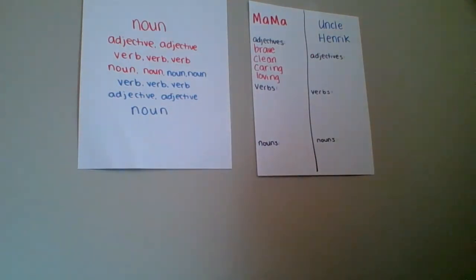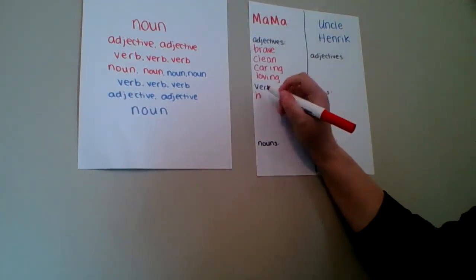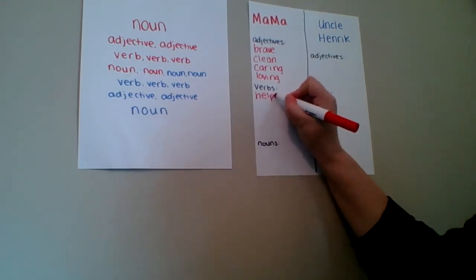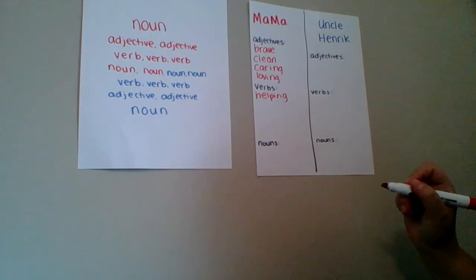Some verbs about her, some things that she was doing in the story. Because remember, these verbs have to have an ing suffix at the end of them. She was always helping in this story. She was helping Anne-Marie. She was helping the Rosens. She was helping Uncle Henrik.